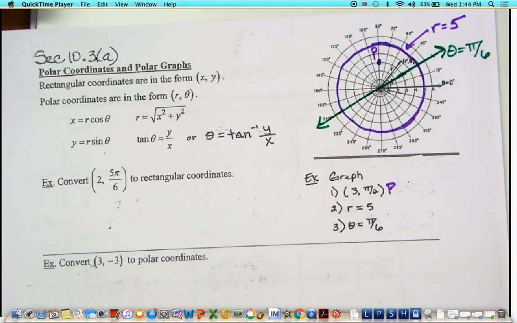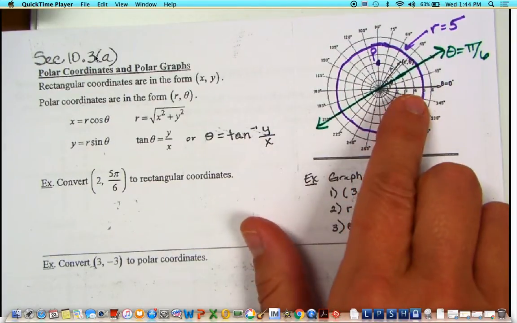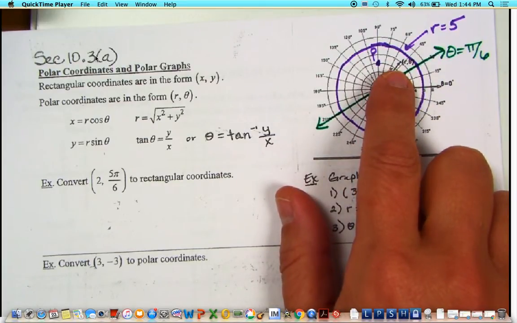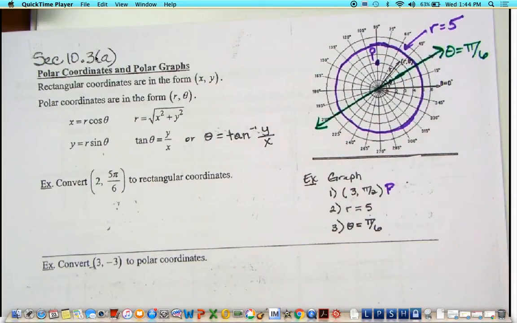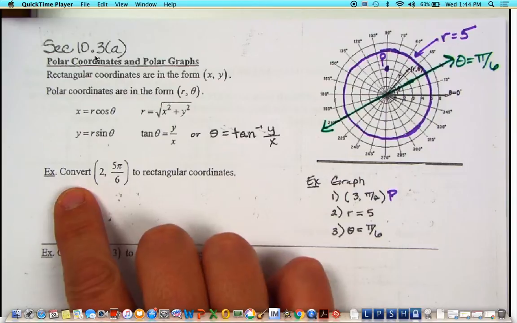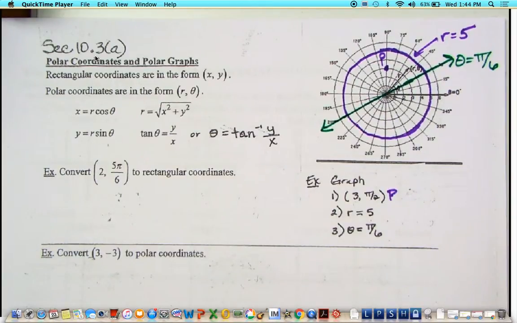I'm talking about point P, right? Yeah, point P. Did I say something wrong? No, I was just making sure. But what did you say? 3, negative 3 pi halves. Yes, 3, negative 3 pi halves, right? Okay, good. All right. So hopefully all that sounds familiar. So what about this first example here? Convert 2, 5 pi over 6 to rectangular coordinates.